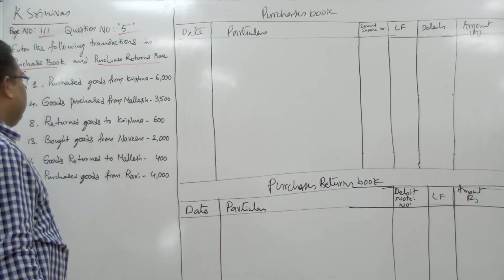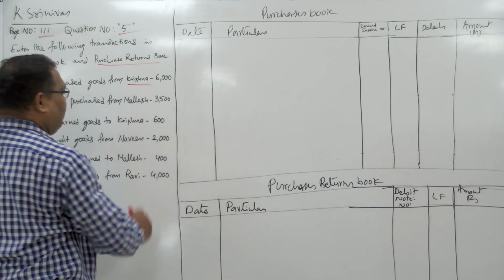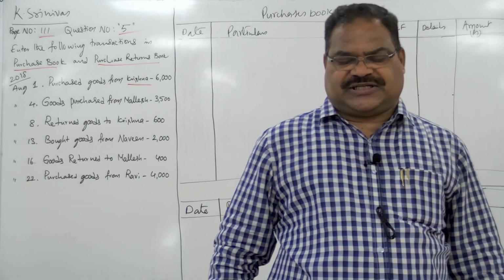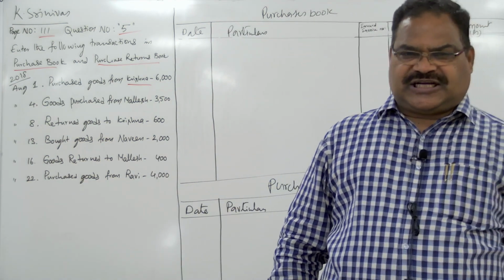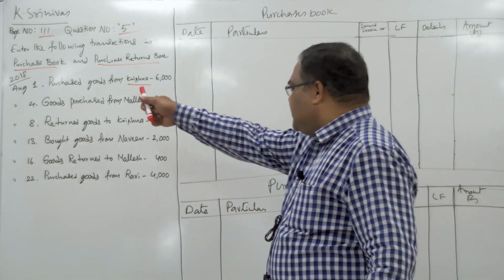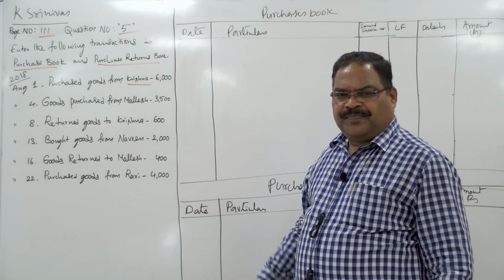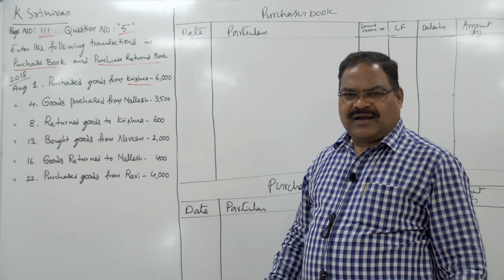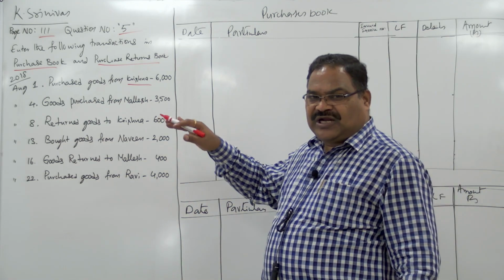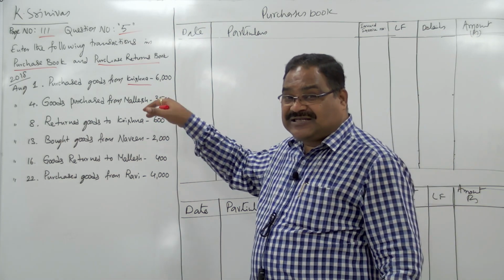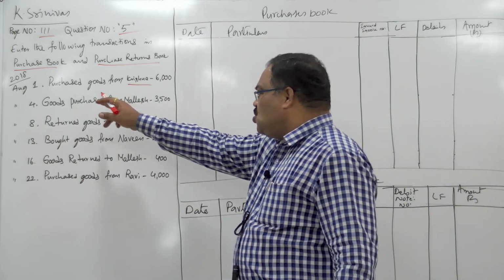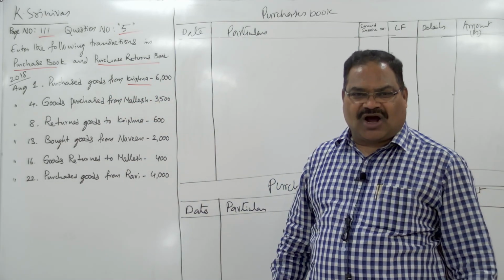1st August 2018, purchased goods from Krishna. From the beginning, I am explaining about the types of transactions: cash transactions, credit transactions, and non-cash transactions. So here, purchased goods from Krishna. No information about cash, and no information about credit either. So if there is no information about cash or credit, but information about the person is given, we should assume that it is a credit transaction. Purchased goods from Krishna should be taken into the account.